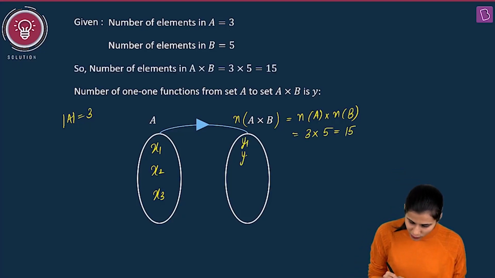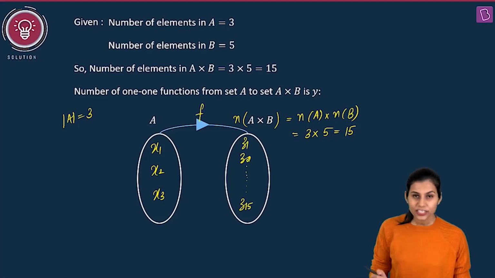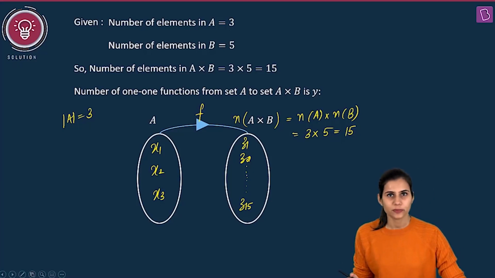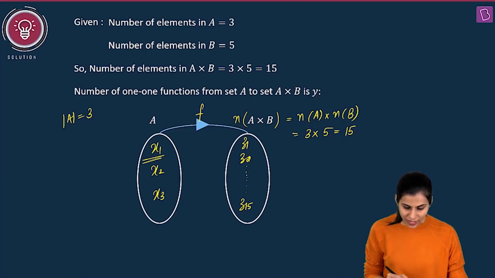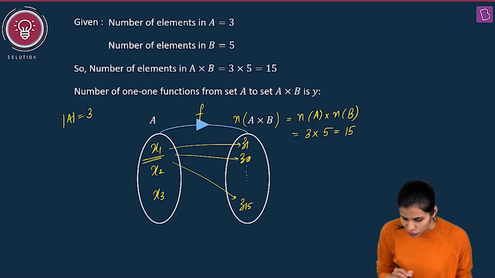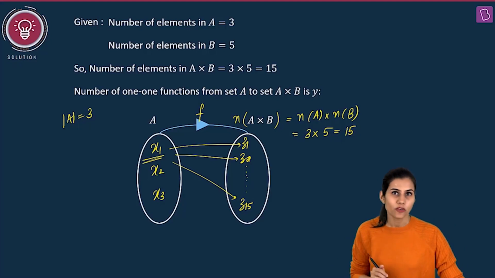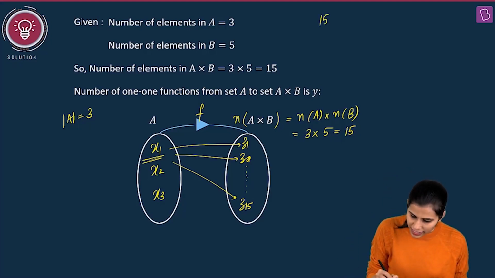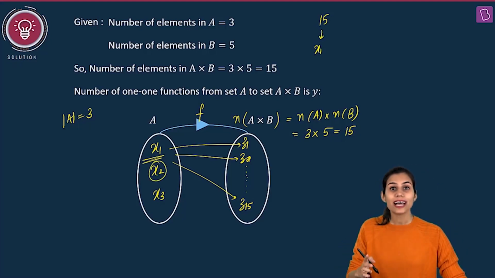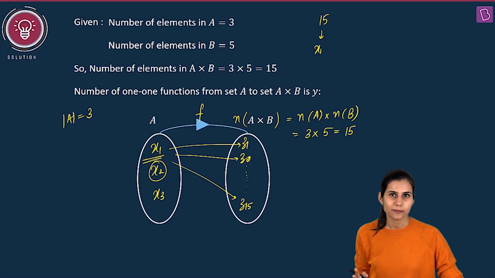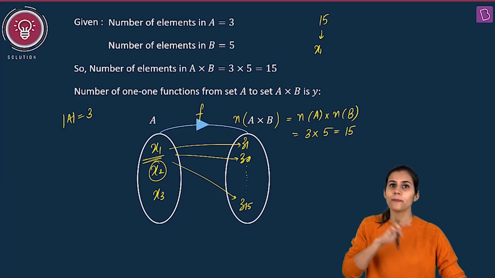Let's call them Z1, Z2 and so on till Z15. I want a mapping to be 1-1 from A to A cross B. So let's begin with x1. There are 15 ways in which you can map x1 to a member of set A cross B. So there are 15 ways to map x1. Now, once x1 has been mapped, x2 has remaining 14 ways to get mapped. So now I have only 14 choices left to map x2 to.